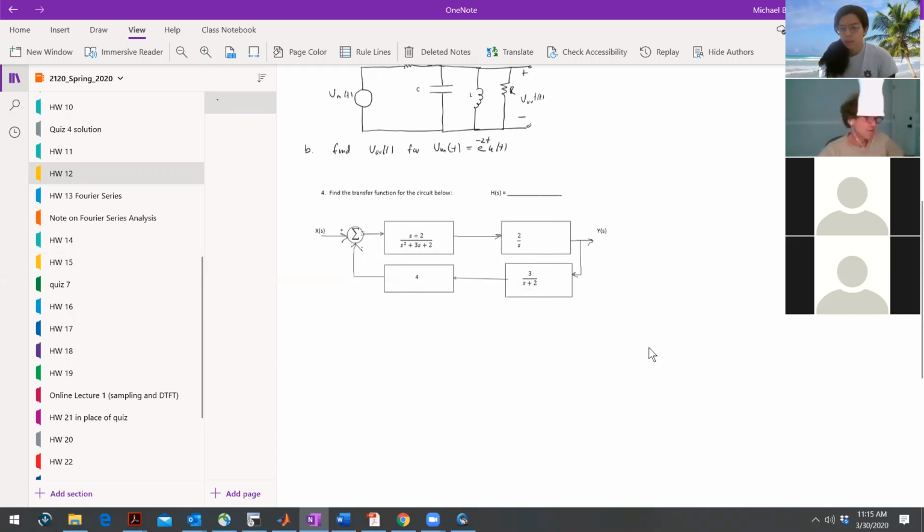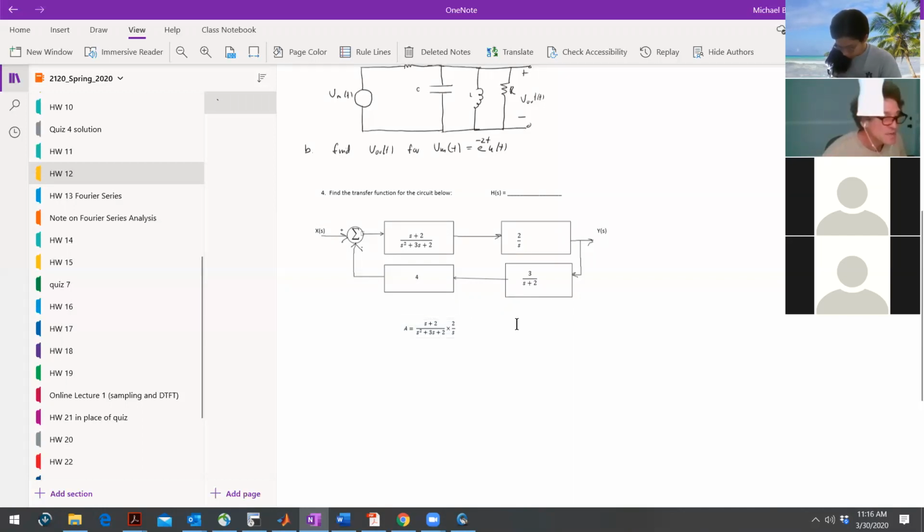Okay. I think I can do this here. So my forward gain, I'll call it A right here, and it would be a function of S. A would be equal to simply this, maybe I can cut and paste this, which would be the best for me, right? And then it would be times two over S, right? Follow me? Yes, sir. That's the forward gain.